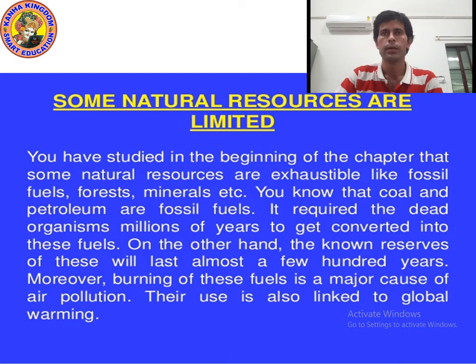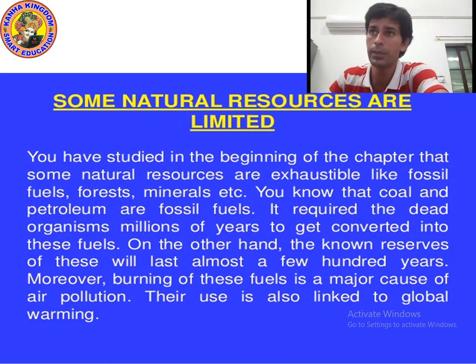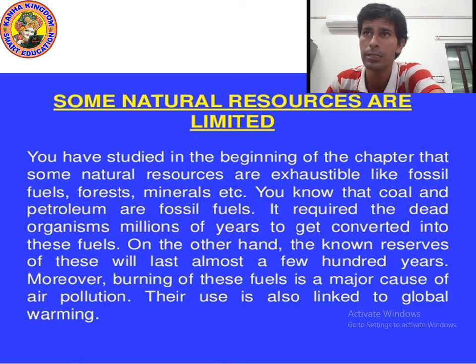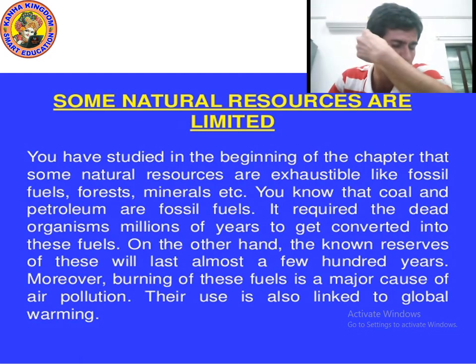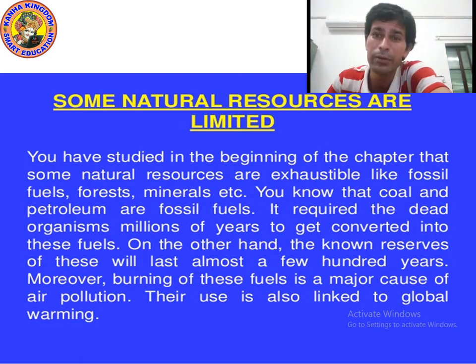So as you can see, some natural resources are limited. As I told you in the beginning, there are two types of resources: exhaustible resources and inexhaustible natural resources. You have studied in the beginning of the chapter that some natural resources are exhaustible, like fossil fuels, forests and minerals. But air, water and sunlight are inexhaustible natural resources.